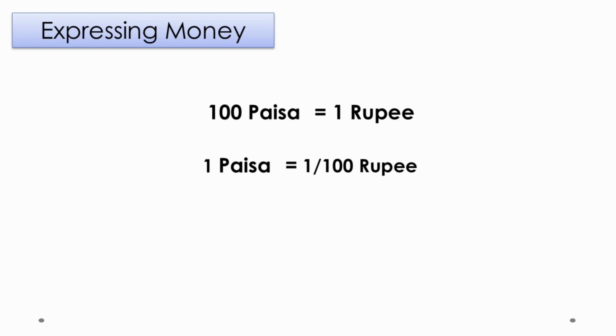Application of decimals. Money can be represented using decimal notations. It is common knowledge that 100 paisa is equal to 1 rupee. Therefore, 1 paisa is equal to 1 by 100 rupee, and 1 by 100 rupee can be written as 0.01 rupee in decimal notation. Let us use the decimal notation to write 455 paisa.